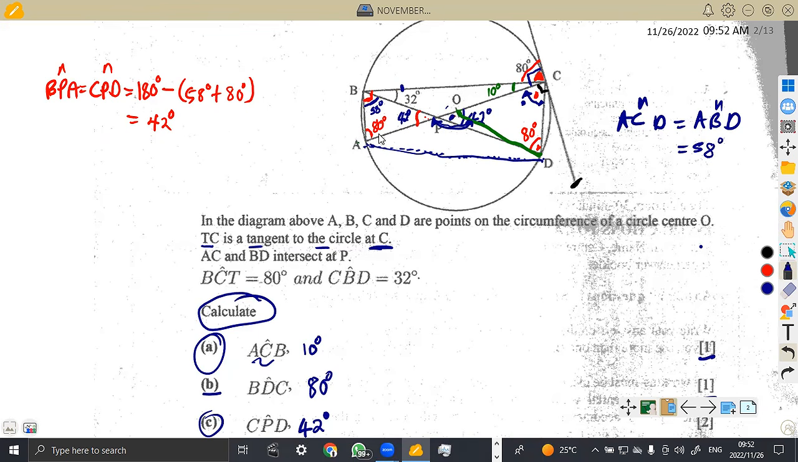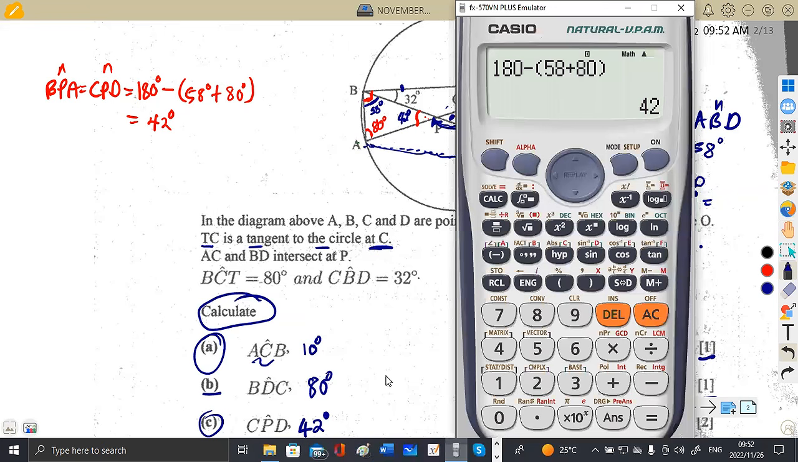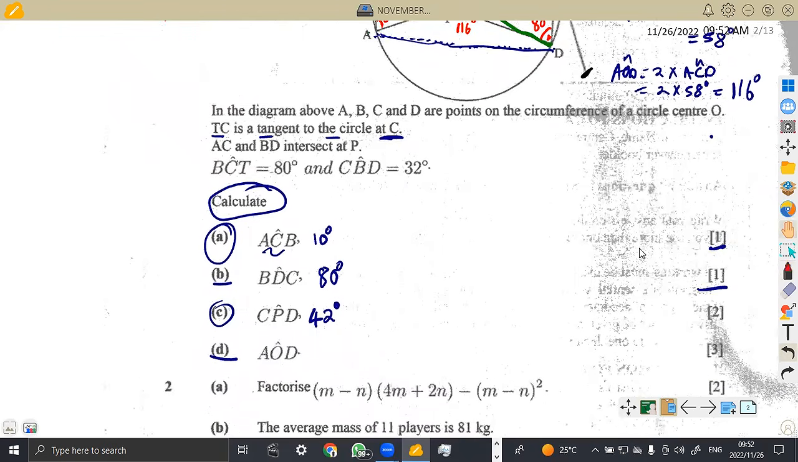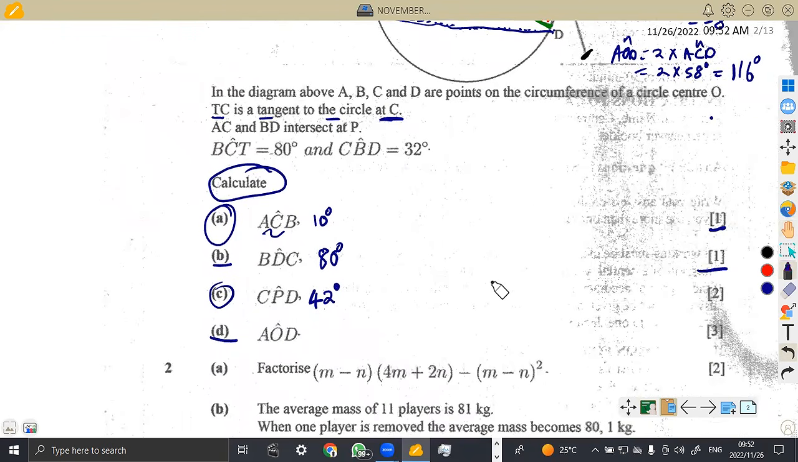But for us to calculate AOD, it is going to be twice this angle. So therefore, angle AOD is going to be 2 times angle ACD, which is 2 times 58 degrees. Okay, so you can just use your calculator or multiply directly. So times 2, that is 116 degrees. So this angle is 116 degrees.